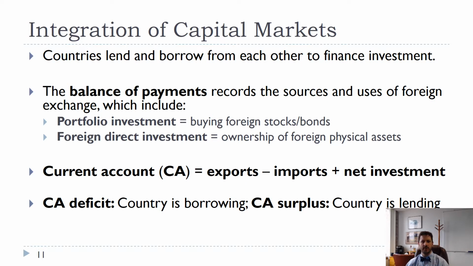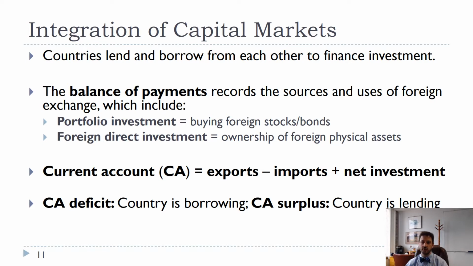And the relationship between these two is that the current account measures the net exports, so exports minus imports, plus net investment. And net investment will be the balance between the portfolio and foreign direct investment that U.S. companies and individuals do in other countries and what other countries, companies and individuals do in the United States.